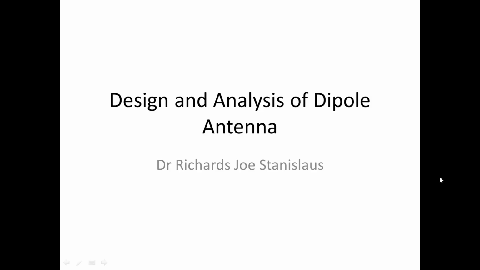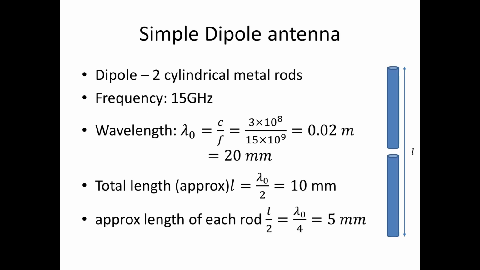In this video, we are going to design and analyze a dipole antenna. A simple dipole antenna consists of two cylindrical metallic rods. When you are going to design, please ensure you assign the material to be a conductor like copper or PEC, perfect electric conductor. You can choose whatever it is. Ensure that you select the material as a conductor.